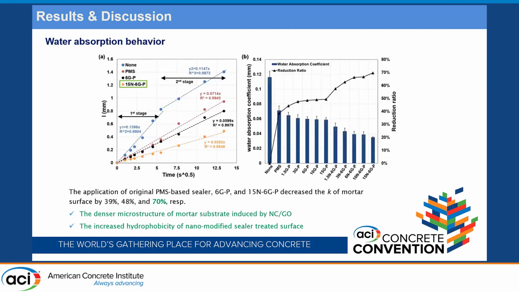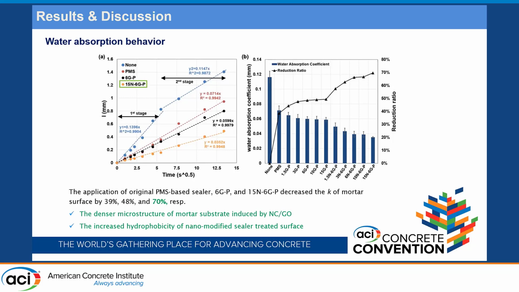Here is the water absorption behavior of our mortar samples coated with different sealers. And we also find that this one decreases the water absorption coefficient greatly. Compared with the non-treated mortar sample, it's decreased about 30%. And compared with the original PMS sealer, it's decreased about 31%.